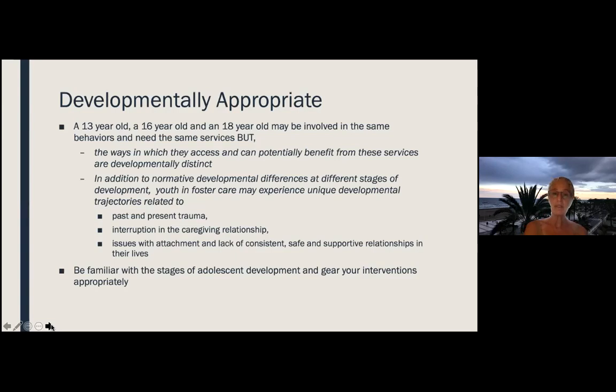The youth in foster care may have a really unique developmental trajectory because of past or present trauma, interruption in the caregiving relationship, and issues with attachment and lack of consistent, safe, and supportive relationships in their lives. So it's really essential that if you're providing services to young people, you be familiar with the stages of adolescent development and gear your interventions appropriately.